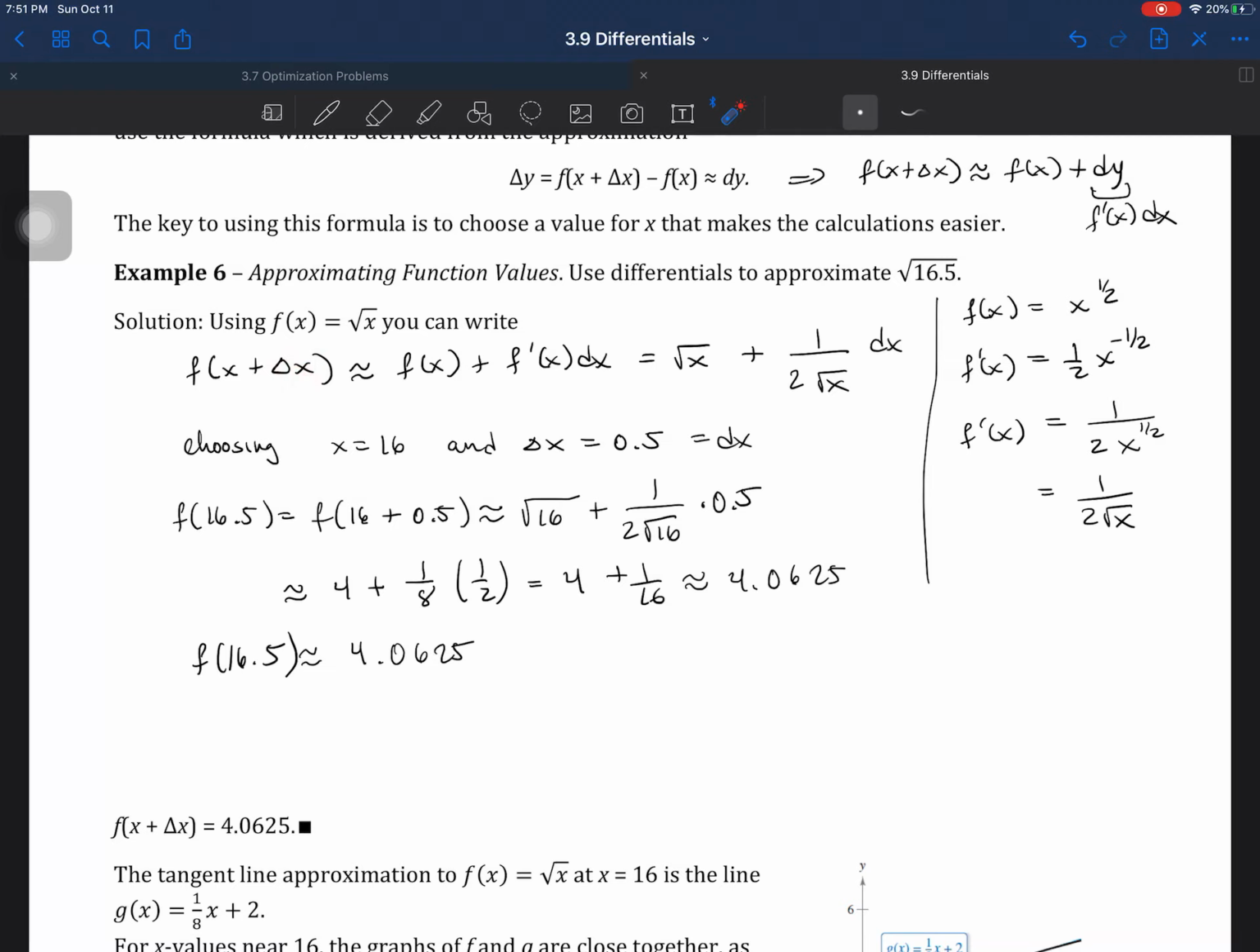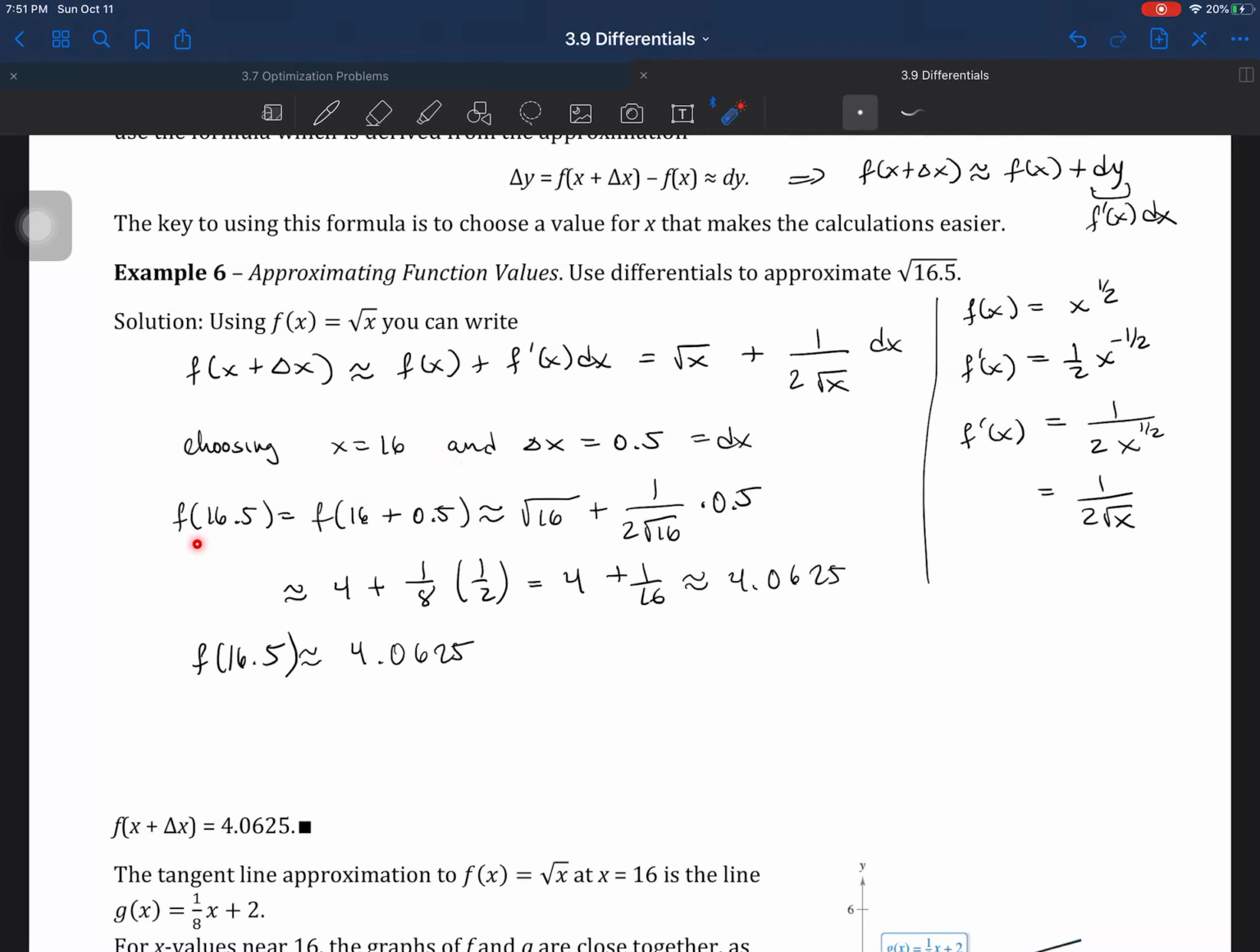If you notice, what we're going to end up doing is taking the square root of a number here and there. So looking at 16.5, can you think about what would make this number a nice perfect square? Well, 16, do you agree? It would be nice if this is 16. So your x needs to be 16, and that means that delta x will be 0.5. So x is going to be 16, delta x is going to be 0.5.